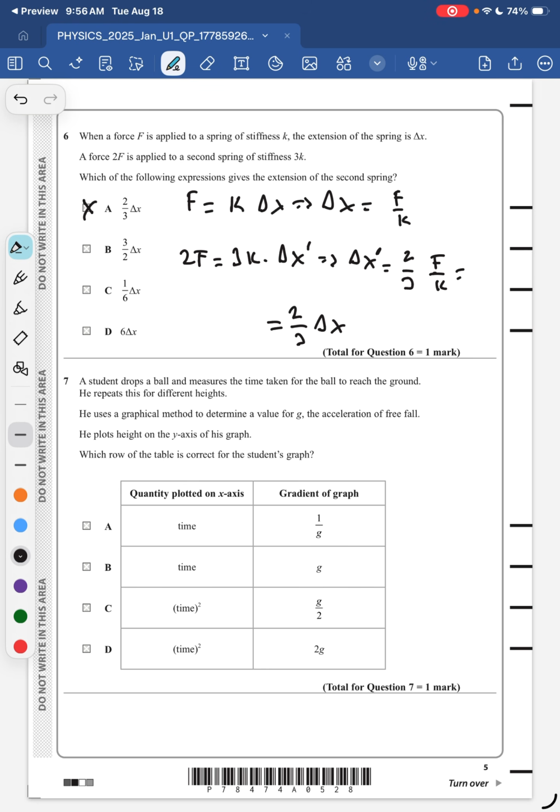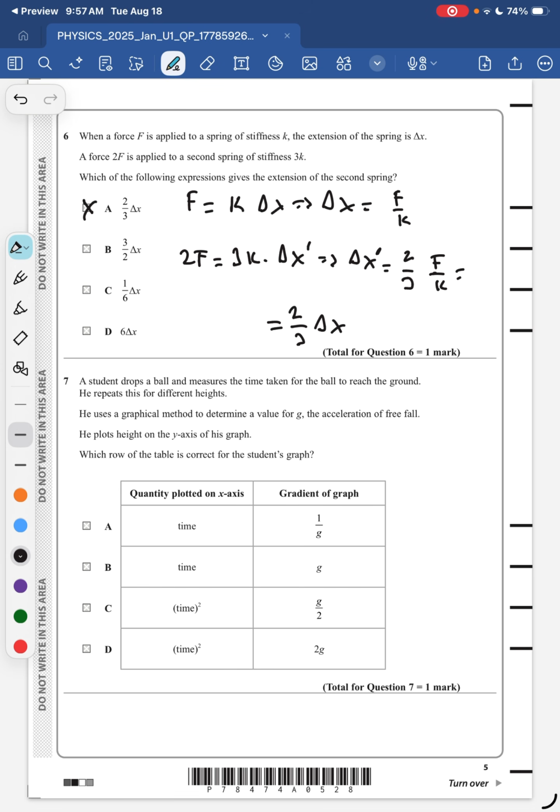Yes. Okay. 7. A student drops a ball and measures the time taken for the ball to reach the ground. He repeats this for different heights. He uses a graphical method to determine a value of g, the acceleration of free fall. He plots height on the y-axis of the graph. Which row of the table is correct for the student's graph?